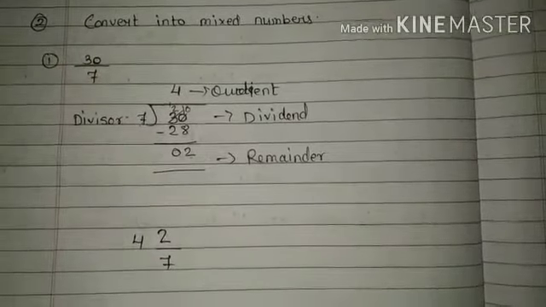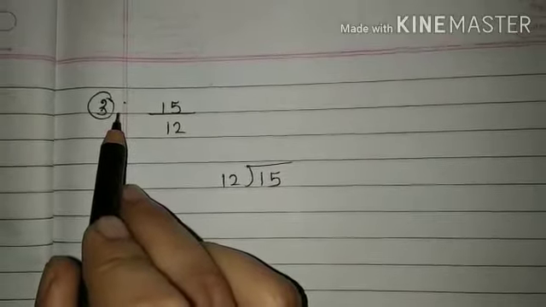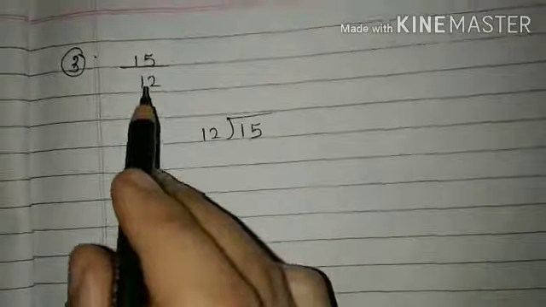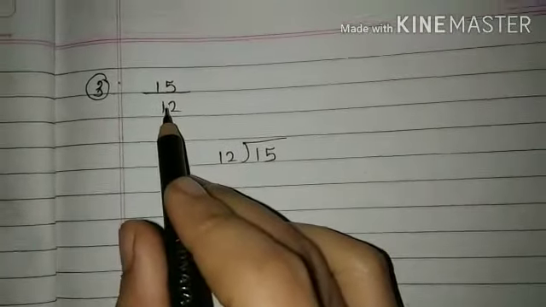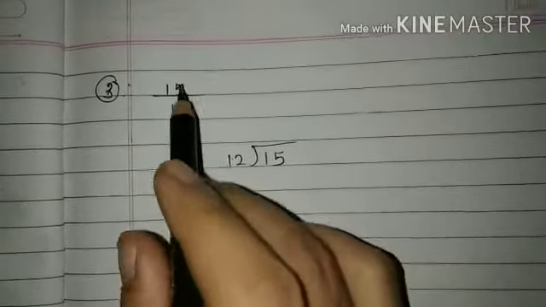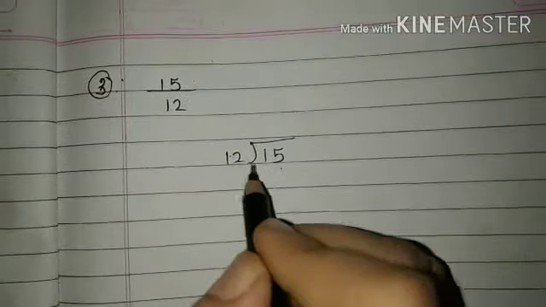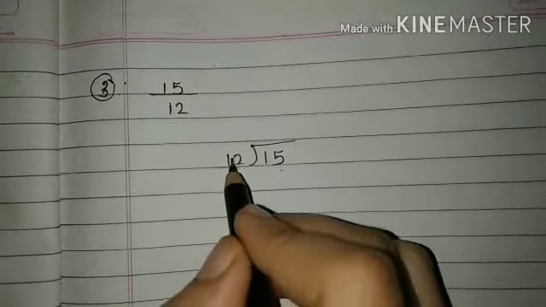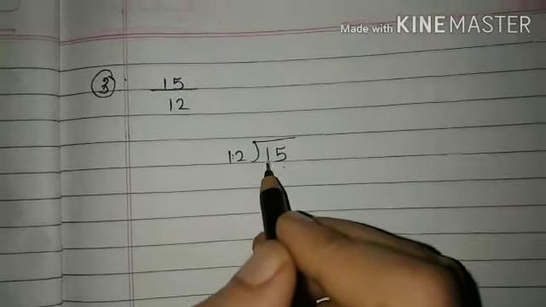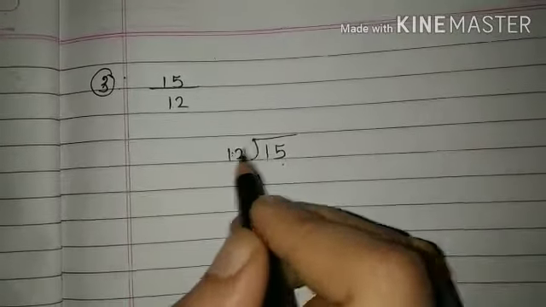We will see one more example. So this is the third question of question number 2. 15 upon 12. 12 is the denominator. So the denominator we have to write here and the numerator we will write inside. So we will read the table. 12 ones are 12 and 12 twos are 24. So 24 is more than 15, so we will not take that. We will take 12 ones.